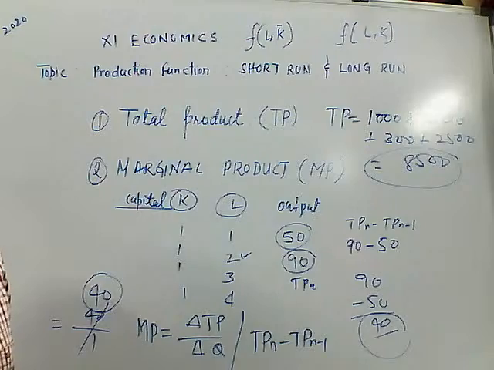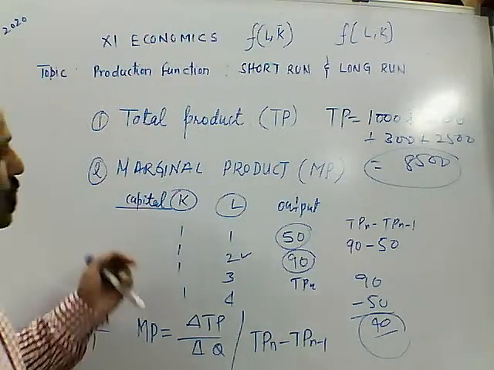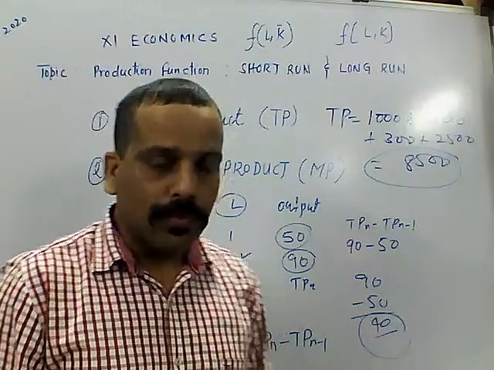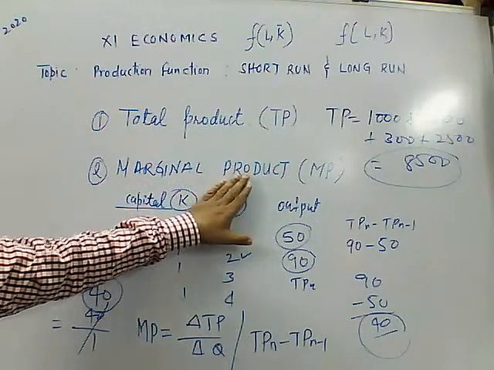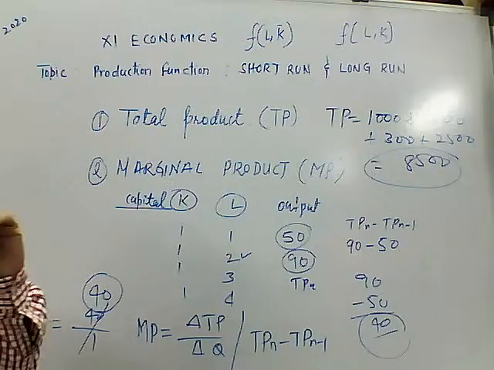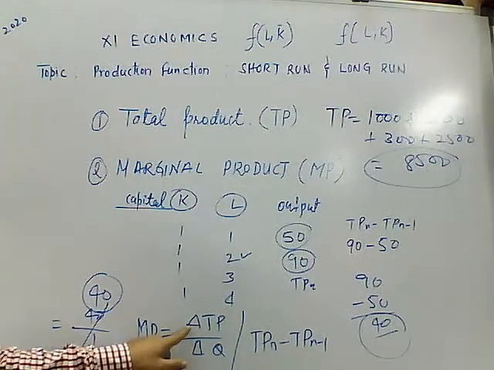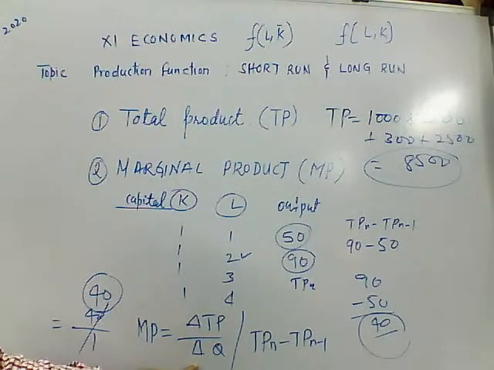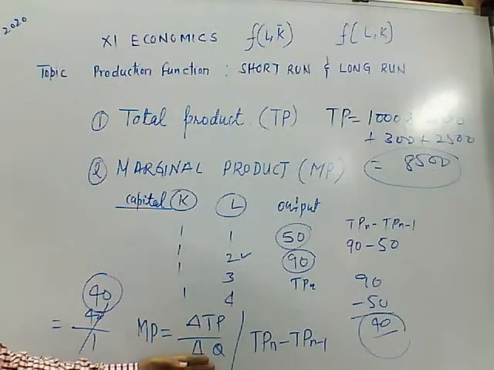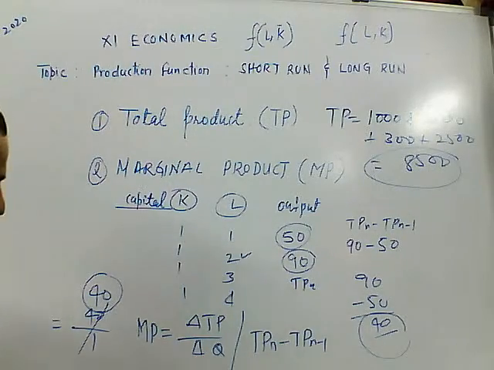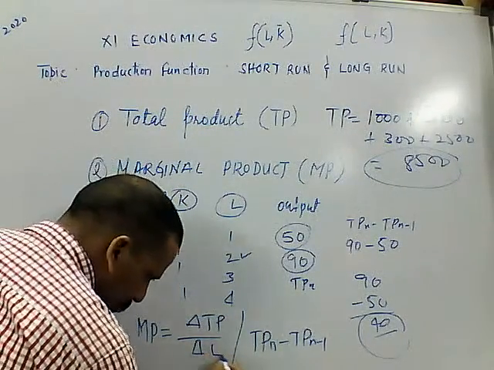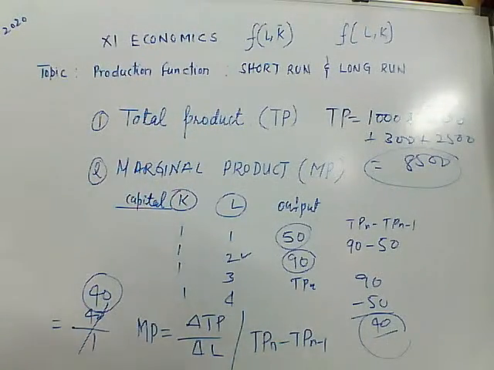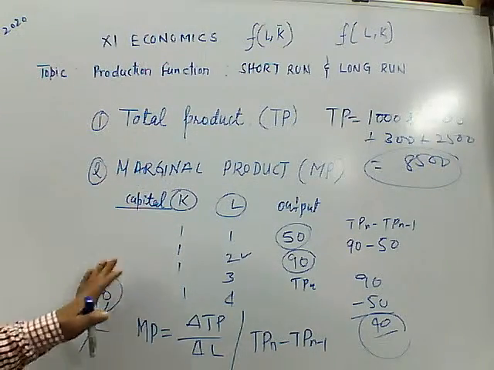The meaning of marginal product is the change in the total product due to a change in the variable factor of production, whereas capital remains constant. And the formula is marginal product equals change in total product upon change in labor. In place of Q, it would be better to write L for labor, because we are talking about labor only in the shorter period of time.